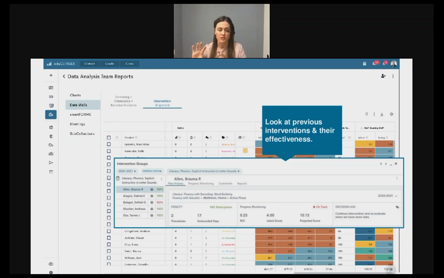Again, it's important too to think about, at the individual student level, what other interventions have been put in place. So here I'm drilling down and looking at previous interventions and how the student has done. We can see that the student was not on track for their intervention. And we can know what it is that the student had so we don't repeat that same effort. Or we can think about what did or didn't work for that intervention.